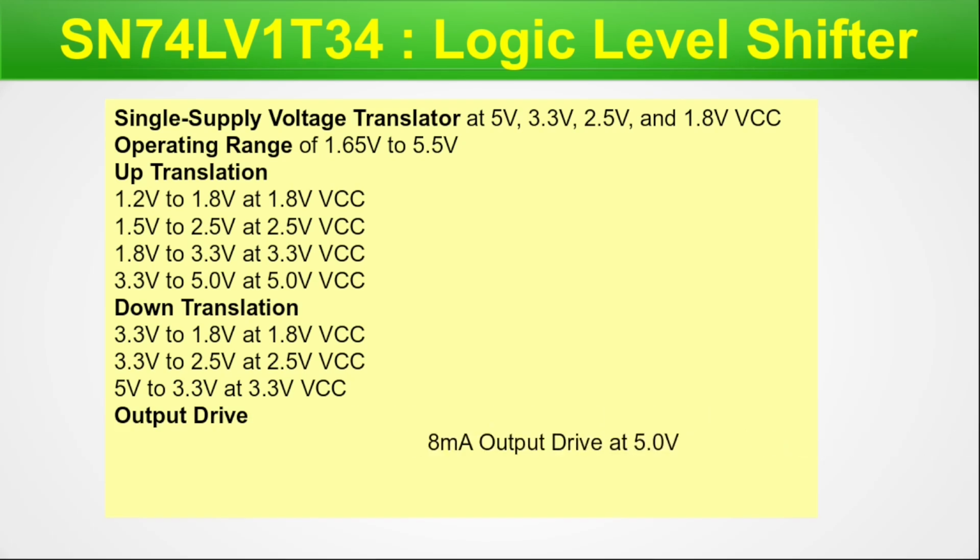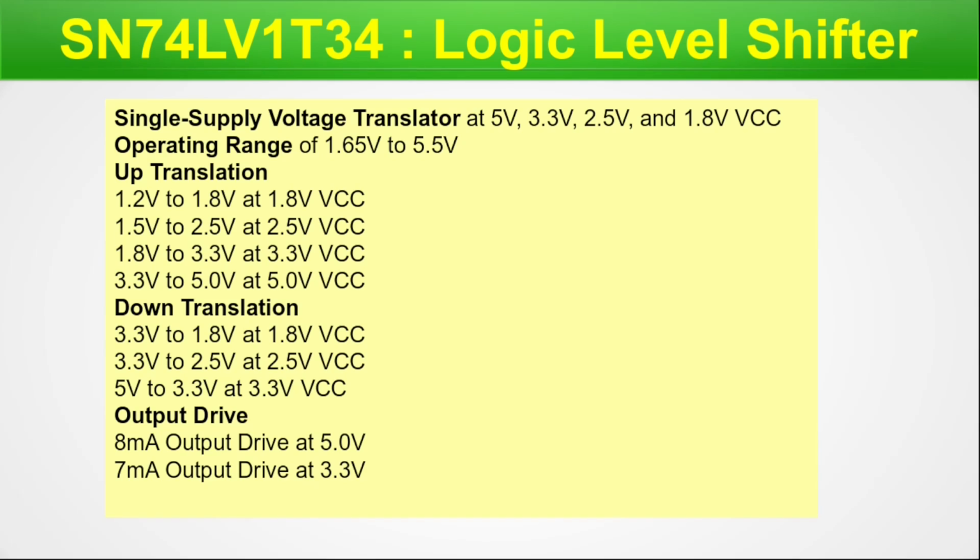The output drive of this is 8 milliampere at 5.0 volt, 7 milliampere at 3.3 volt, and 3 milliampere at 1.8 volt. Looking at the data of this particular logic level shifter, you can easily see the voltage level translations up and down, and the corresponding drive currents are also varying. So here you can practically see the difference of a level shifter from a buffer. We are done with this particular example slide. Let's move on to the next slide.